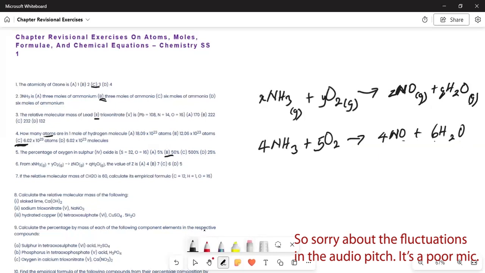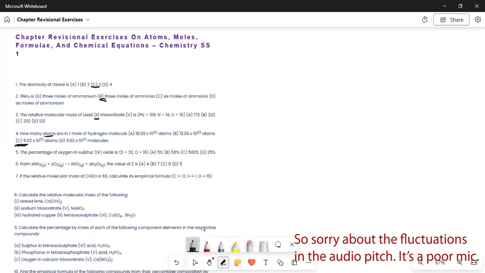That's to find the value of... what is the question again? From this equation here, the value of Z is dash. Look at where Z is. Z is the coefficient of NO. So the coefficient of NO in our balanced equation here is 4. So the correct answer is A, option A.